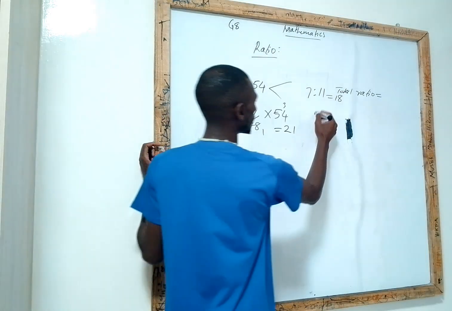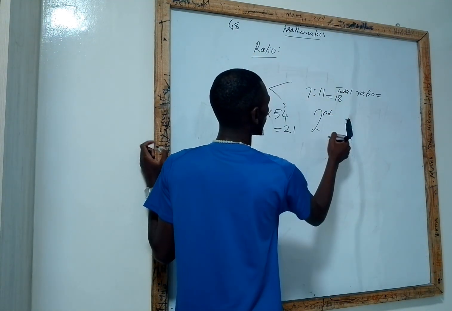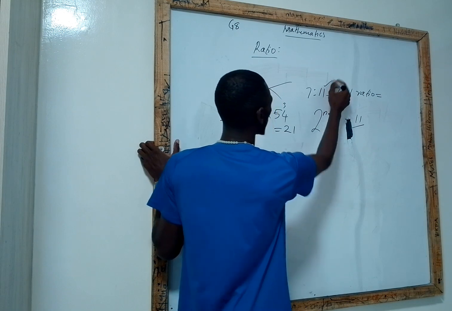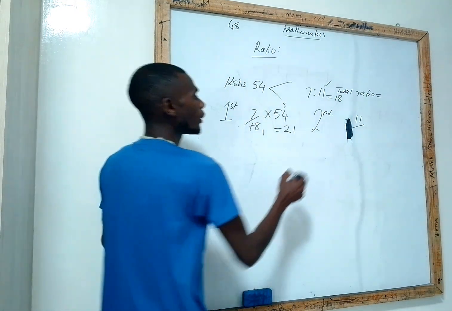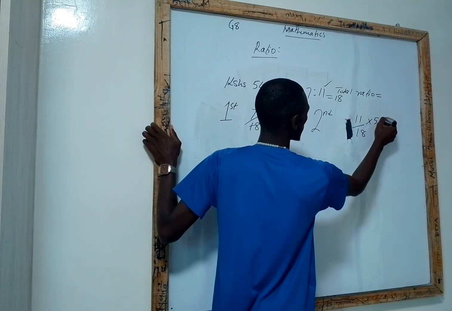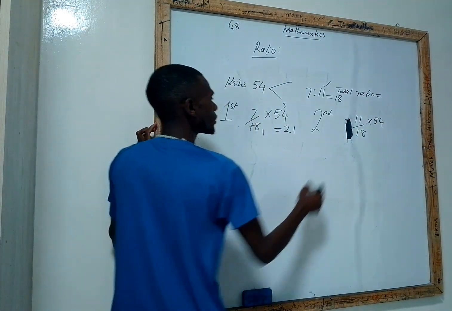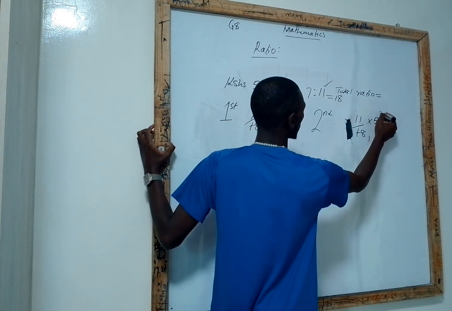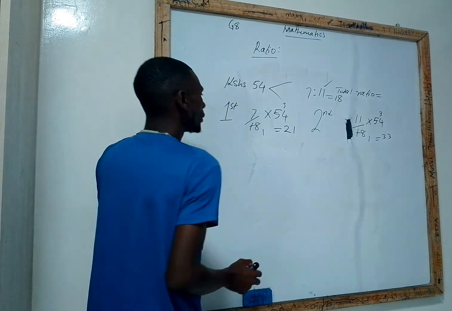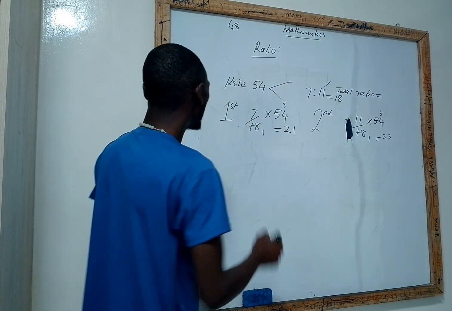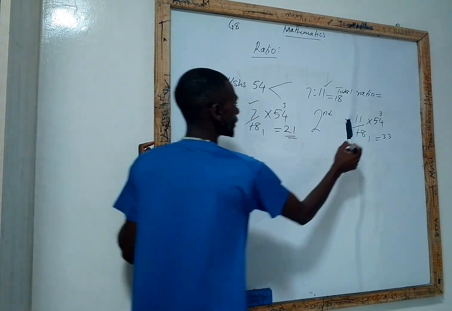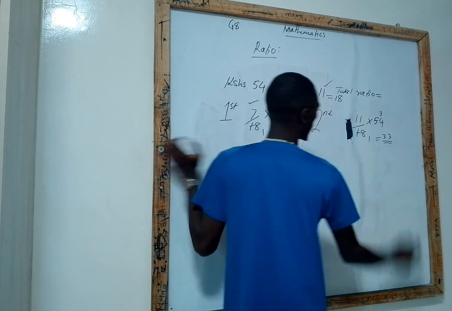The second person will take the 11, because it is 11 over the total ratio times what is supposed to be shared. Of course 18 also goes into 54 3 times, and 3 times 11 is 33. So the first person will get 21, the second person will get 33.